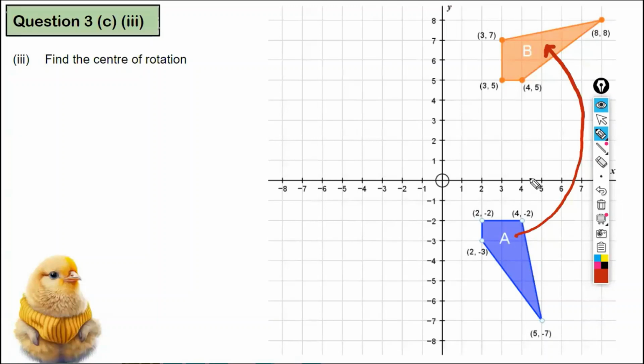Now, in this type of question, to get the center of rotation, you're going to need two things. You're definitely going to need a ruler in the exam, and you're going to need a compass. Okay? So you're definitely going to need those two things.